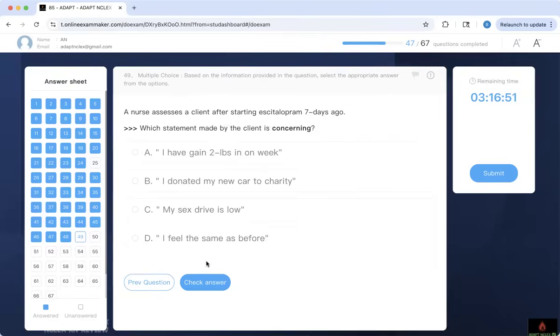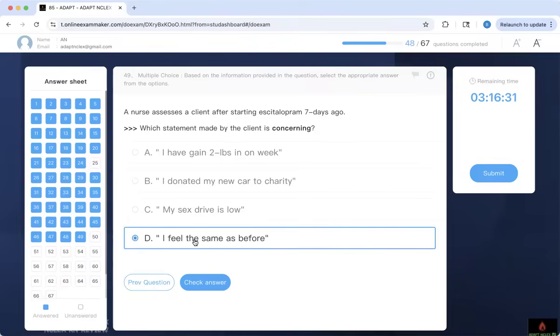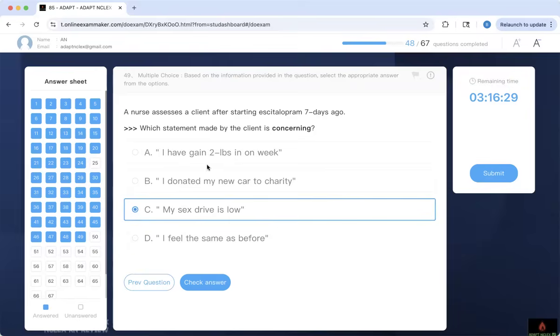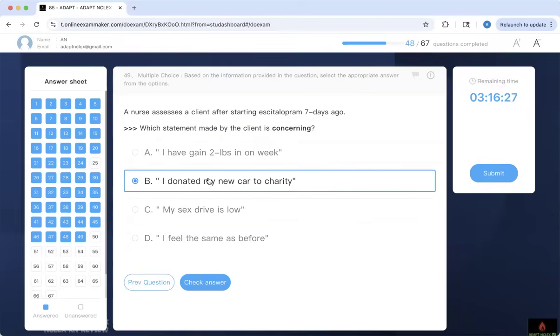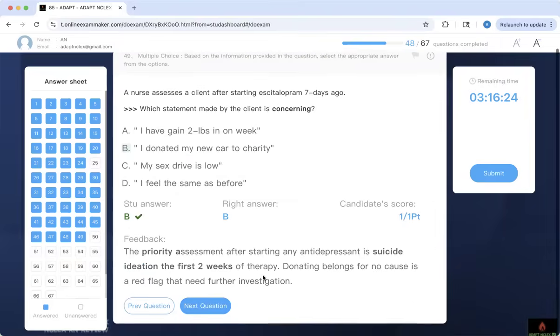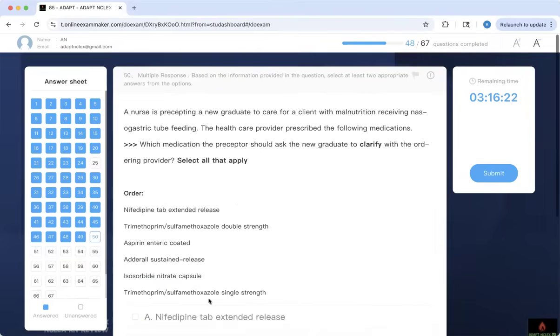I have gained 2 pounds in a week. You're going to gain pounds. I don't care, I donate my new car to a charity. Oh, you're giving up. My sex drive is low. Your libido is going to go down. Expected. I will feel the same as before. I feel the same as before because it takes 3 weeks to work. Therefore, this is good, this is good, this is good. But this is bad: suicide ideation.